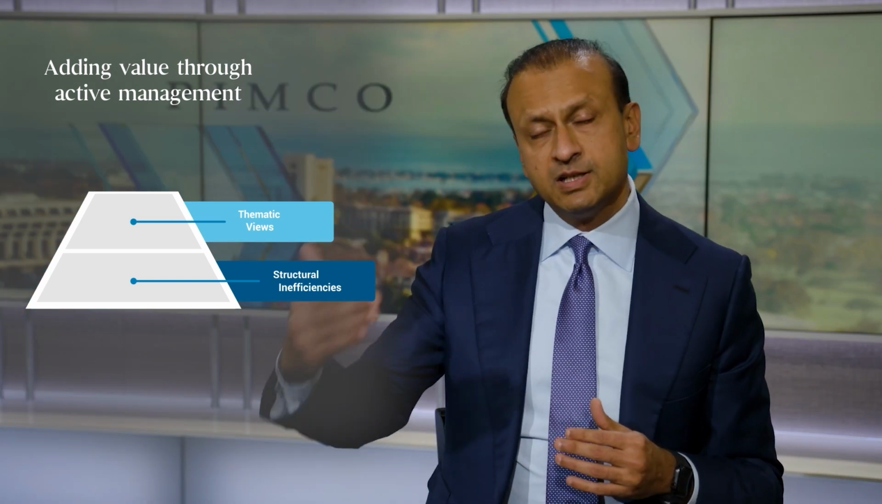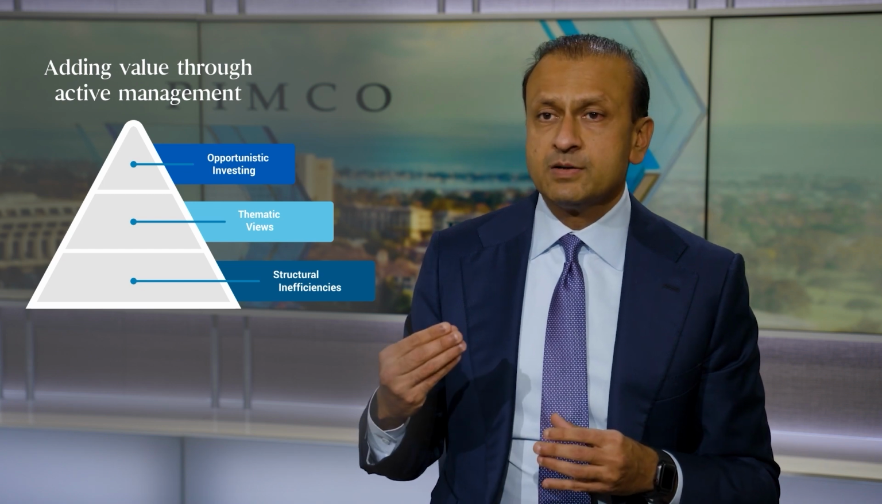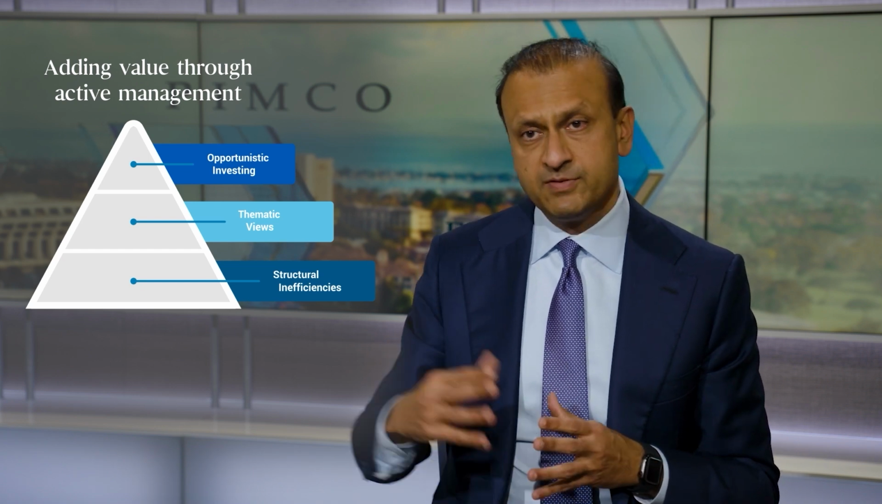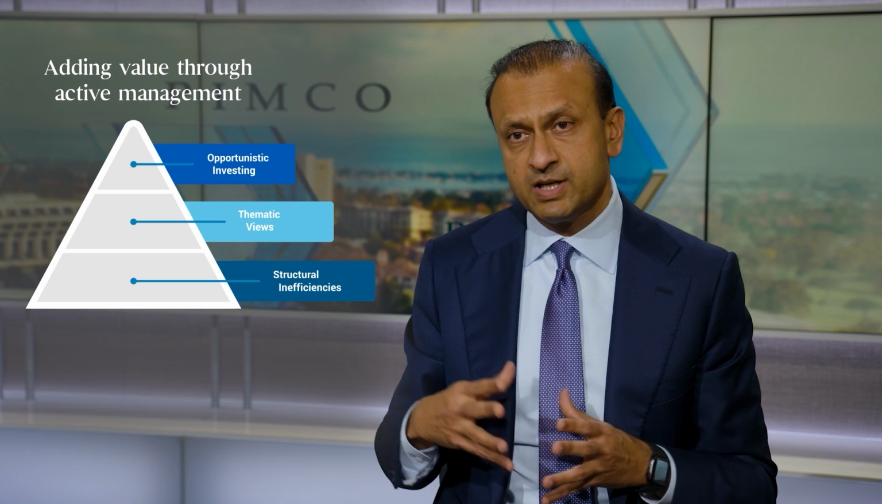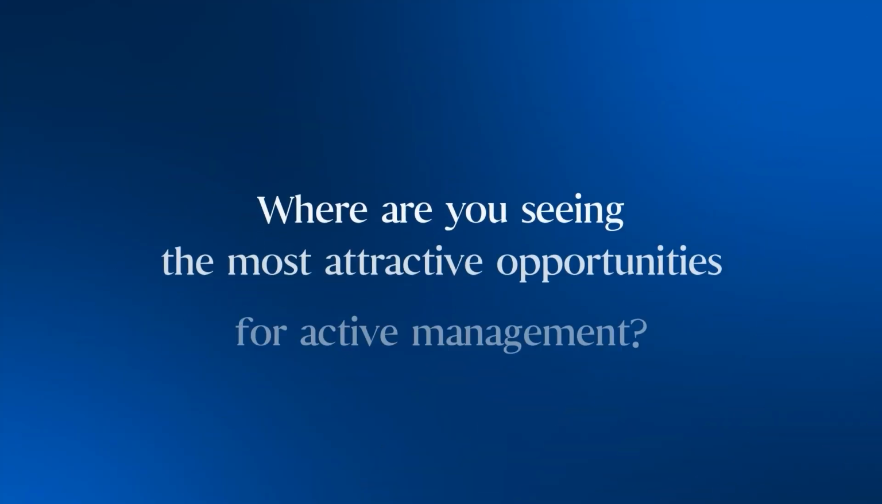And then finally, the third pillar for us is around opportunistic investing. This is where we just have to be a little bit patient. We have to wait for the market to come to us, and you don't see as many dislocations at any time. But generally, you tend to see overshoots during periods introduced by geopolitics or liquidity events.